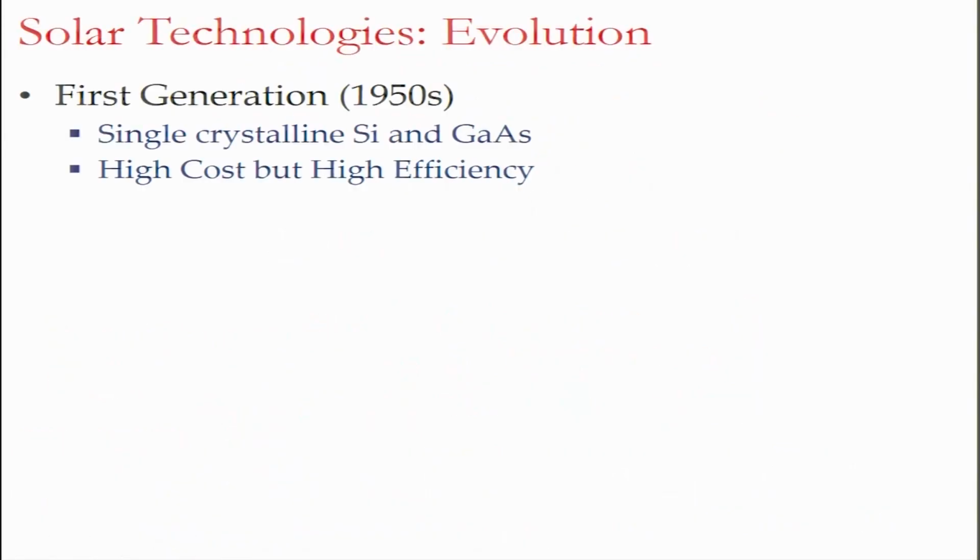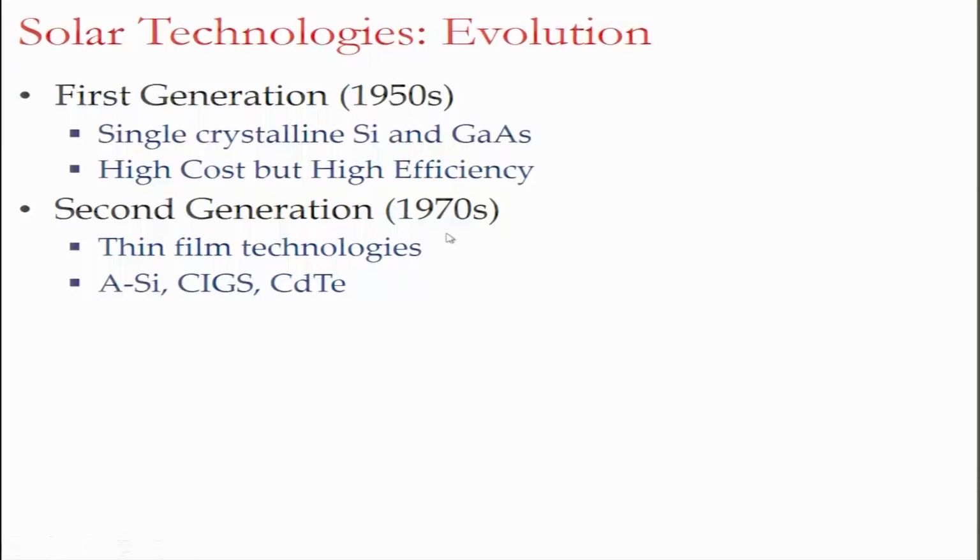Alright, so as I said, the work on first generation technologies started in the 1950s. They were primarily based on single crystalline silicon and gallium arsenide, and work also started on multi-crystalline silicon during this time. They are of high cost but high efficiency, and high efficiency was the reason why a lot of effort was made on these technologies, because they could reduce the weight of satellites and the weight of panels in general for other applications as well.